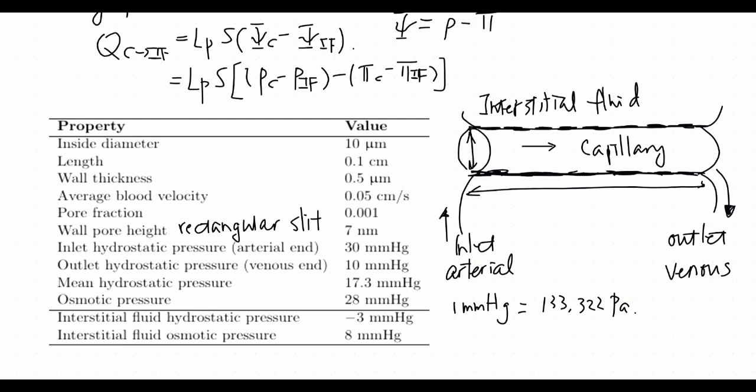Now, the first thing we are going to do is use the equation for the volumetric flow rate, basically this equation. And then let's figure out what the direction of the flow is at the inlet versus the outlet.